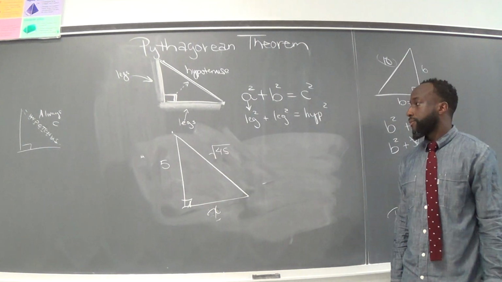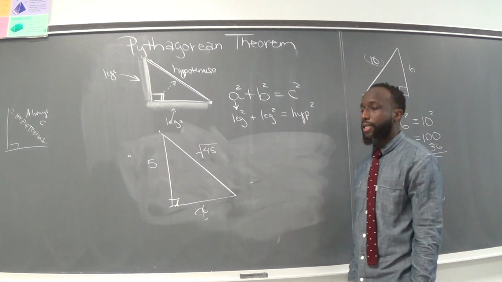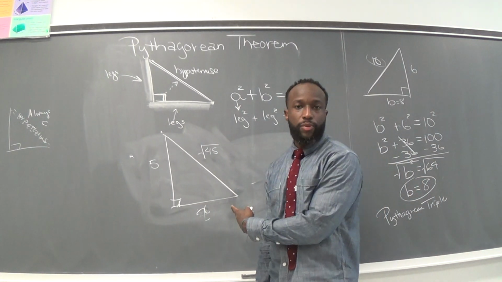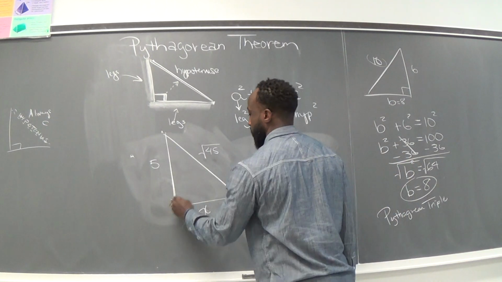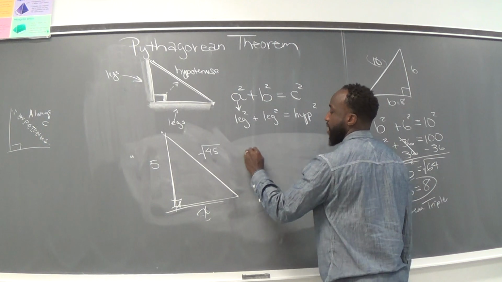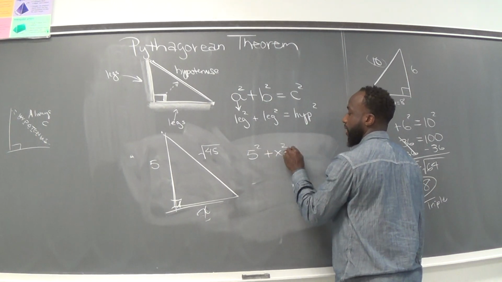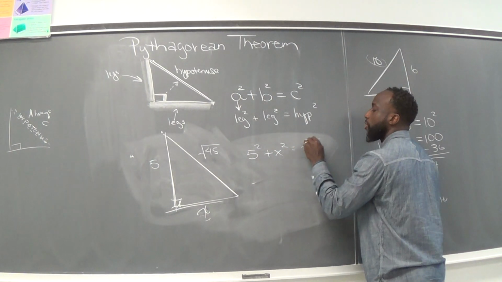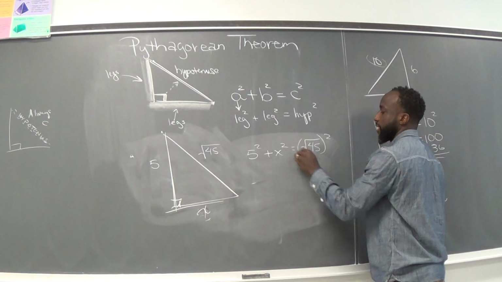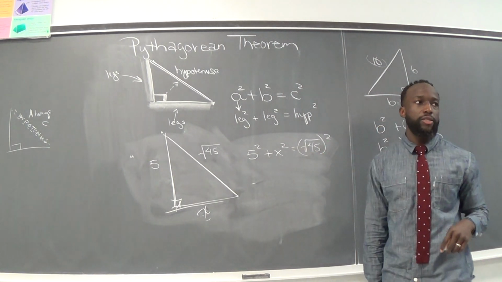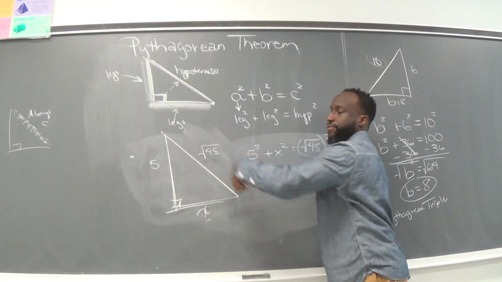We do the same thing, right? So the first thing we need to identify is what's the legs? What's the legs in this problem? 5 and x. These are the legs. So these will be on the left side. So you got 5 squared plus x squared equals the square root of 45 squared. Okay? I'm glad we're looking at this because a lot of us get thrown off when we see the square root on a measure of a side.